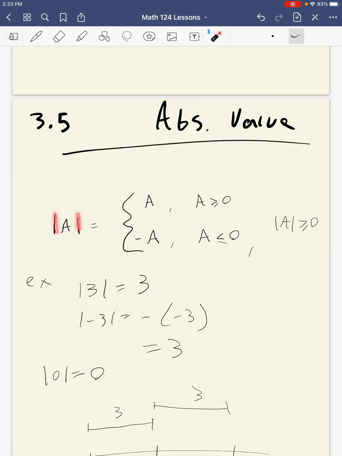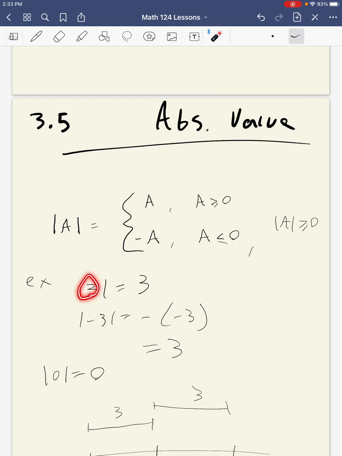We use these vertical bars. So say capital A is some algebraic expression, and then the absolute value of A either equals A if A happens to be positive, or we put a minus sign in front of it if A was negative. And therefore the output is always greater than or equal to 0.